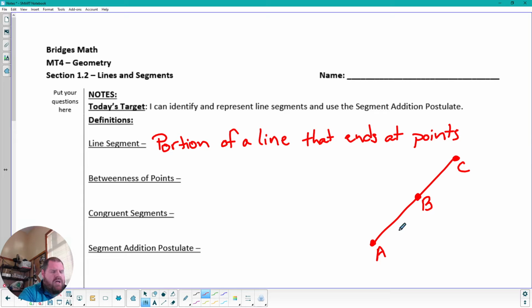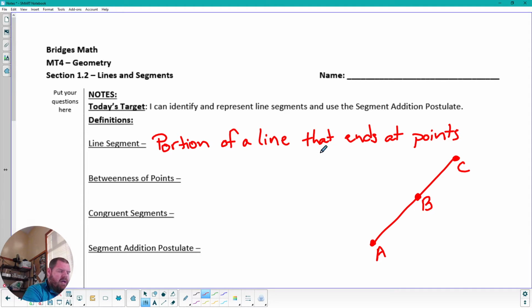If we were talking about a line here, there would be no difference between line AC and line AB. Those would be the same thing, because really all you're doing is setting which direction to take off in, and then you're good to go. When we're dealing with line segments, there is a difference.